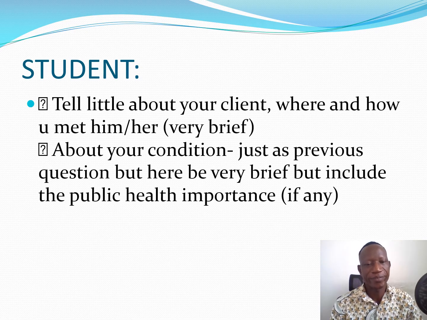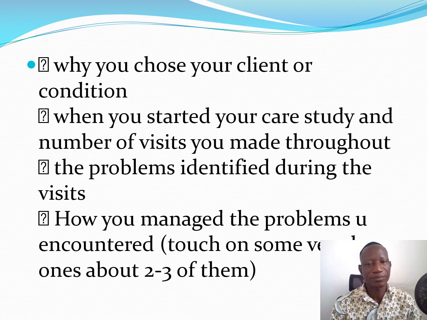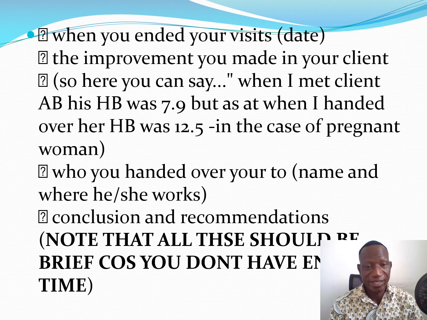So about the condition, briefly, and the public health importance, why you chose the condition or the client, when you started it, the number of visits you did, the problems you identified, how you managed the problems you encountered. So briefly, you can do that. When you ended the visits, the improvement that came about. So I met my client and the HB was 7.9, but by the time I handed him over, his HB was 12.5.